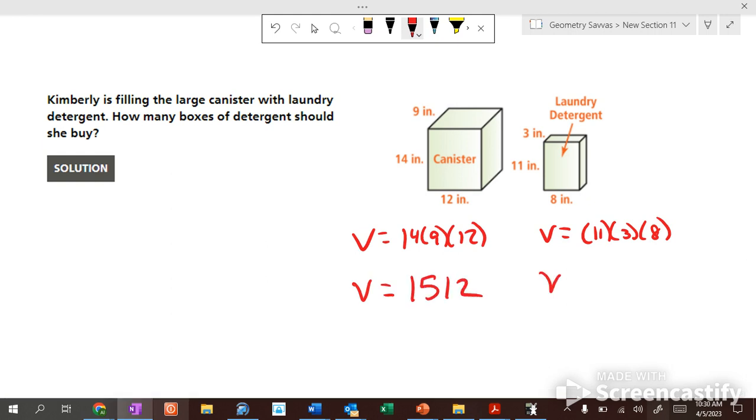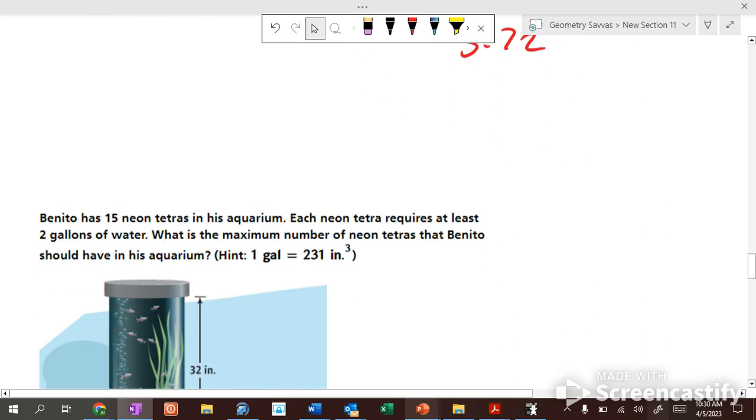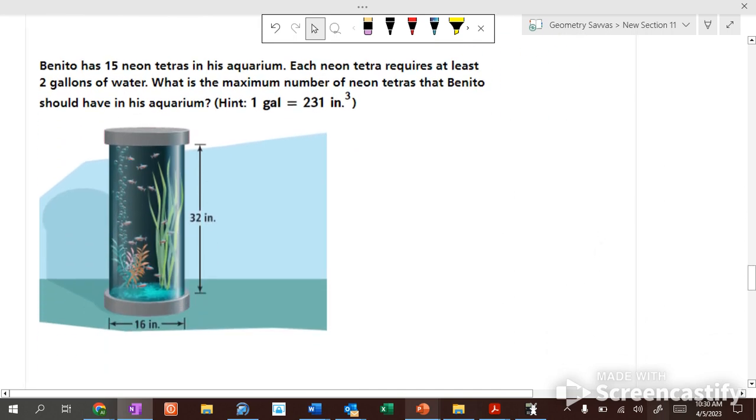The other one? Divide them each. About 5. 5.727727. Yeah, it's just 27 repeated.